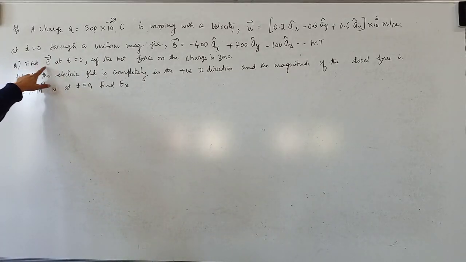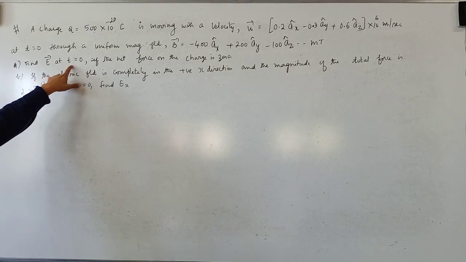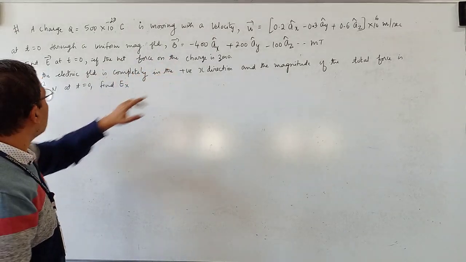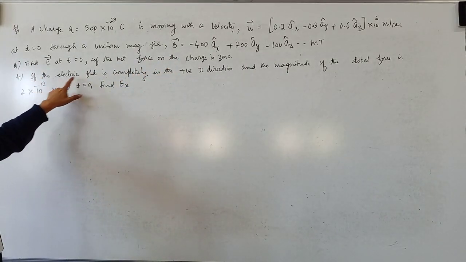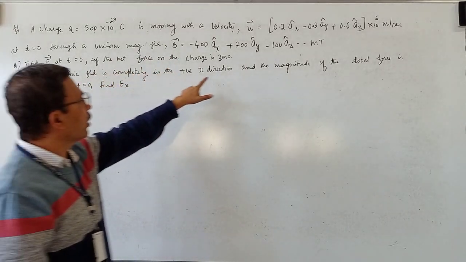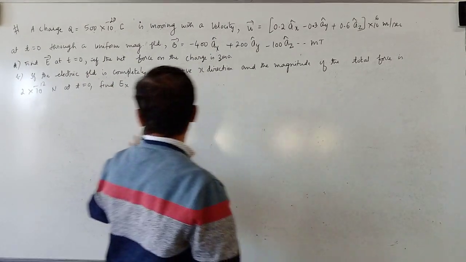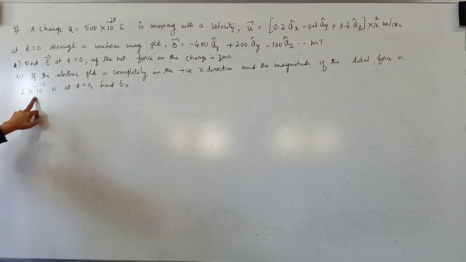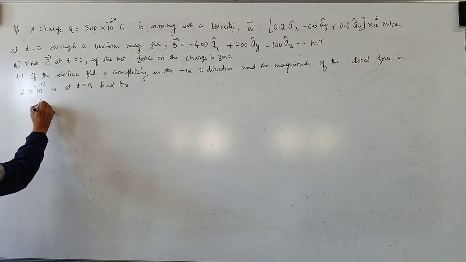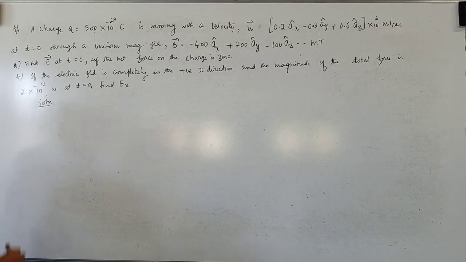Part A, find vector E at t equal to 0 if the net force on the charge is 0. Part B, if the electric field is completely in the positive x direction and the magnitude of the total force is 2 into 10 to the power minus 12 newtons at t equal to 0, find Ex. Asked in the examination, exercise problem from the prescribed textbook. Solution.